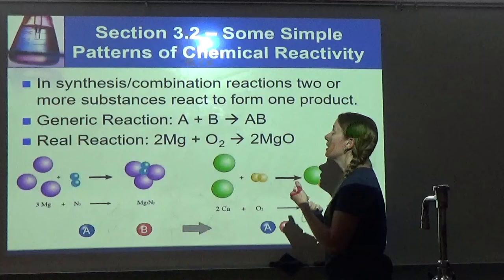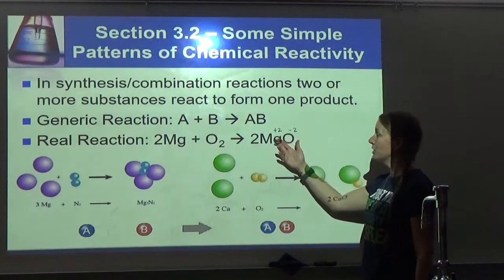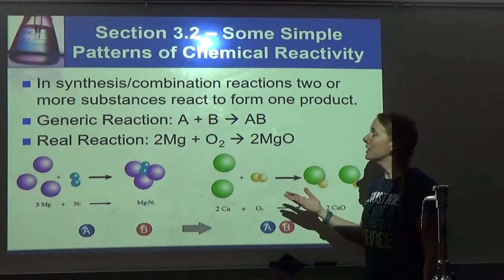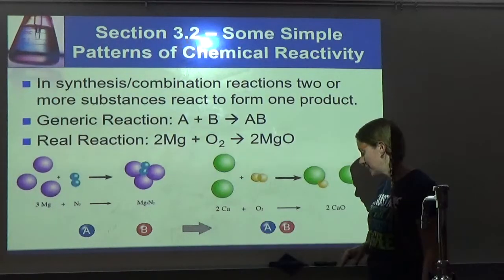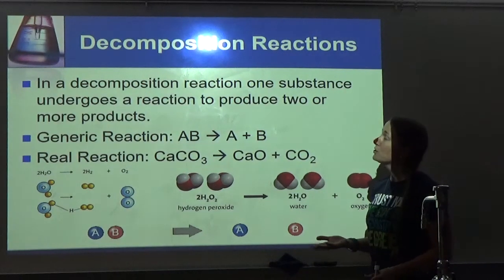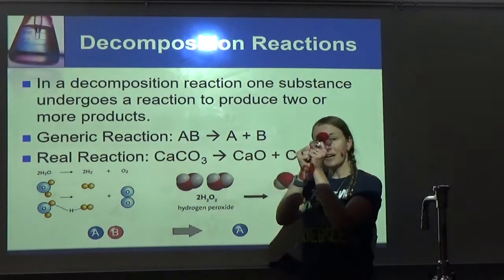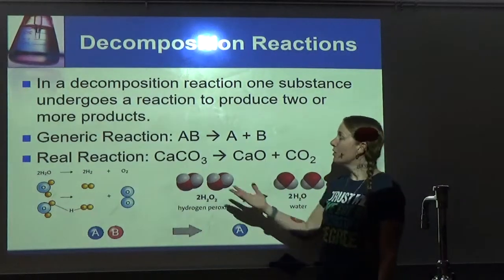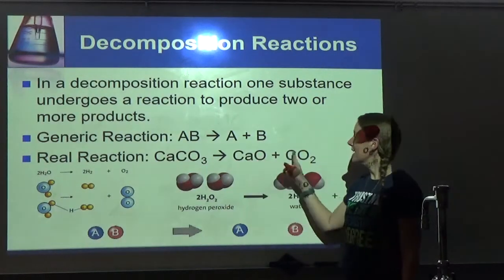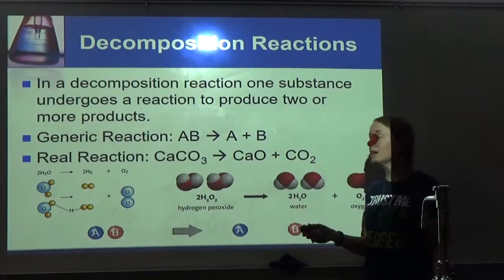When you make the product, you have to remember to make sure your charge is balanced. So Mg is positive 2, O is negative 2, so that's why they don't have any subscripts over here. So the way you make the reaction work is then you go back and balance it. In a decomposition reaction, one substance undergoes a reaction to produce 2 or more products. So this is like a divorce. We have one thing together and it splits apart. And one thing you'll notice is a lot of times if you have a carbonate, it will split apart into the metal oxide and carbon dioxide. That's a common decomposition reaction you'll see, instead of just breaking up into regular elements.